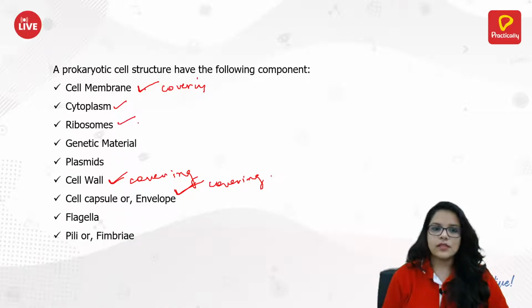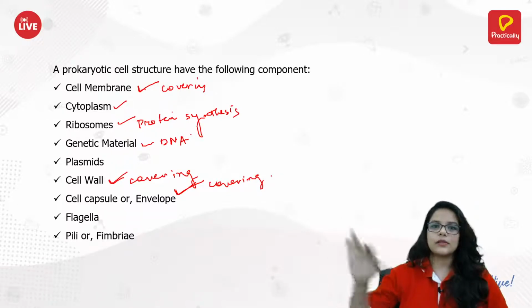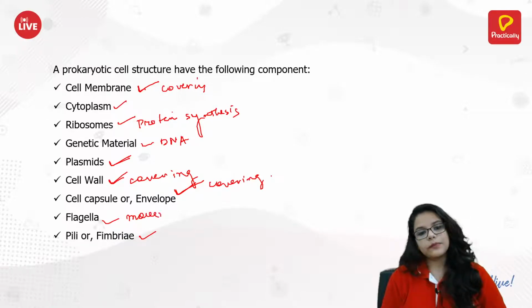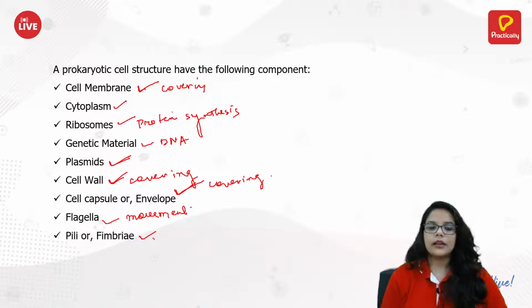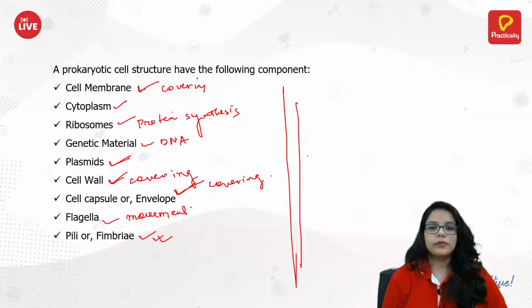Ribosomes are there because they make protein; this is for protein synthesis. They have genetic material, that is DNA, just free-living in the cytoplasm. They have plasmids, and flagella, pili or fimbriae. Flagella is basically for movement. Pili and fimbriae can be for movement, and for contact between two bacterial cells. So this is how the cell looks. These are the components of the prokaryotic cell.